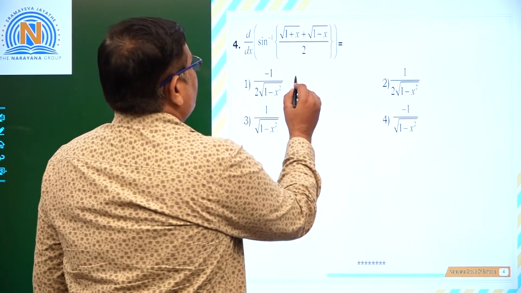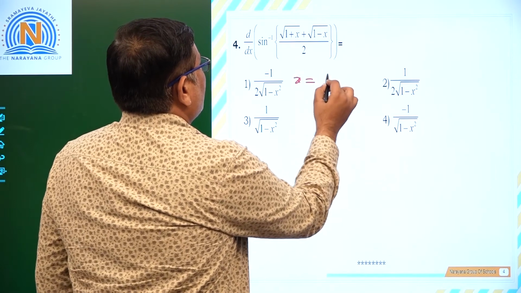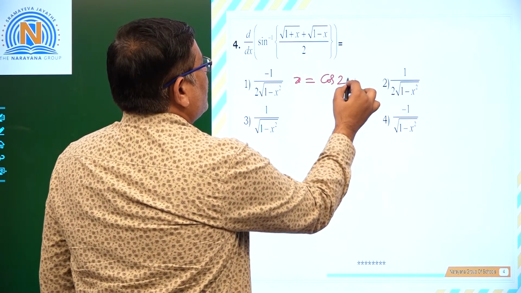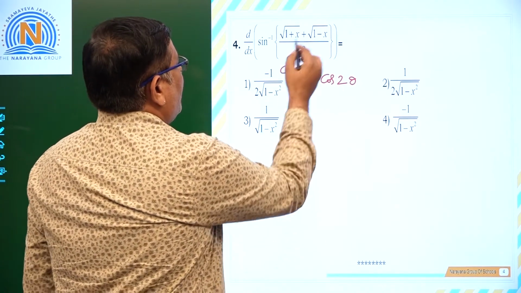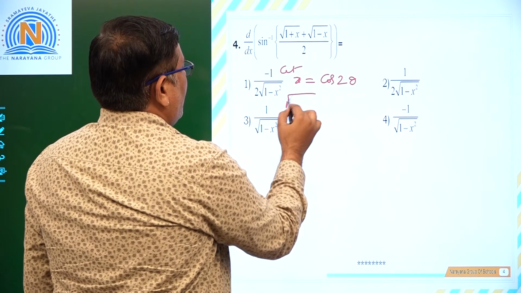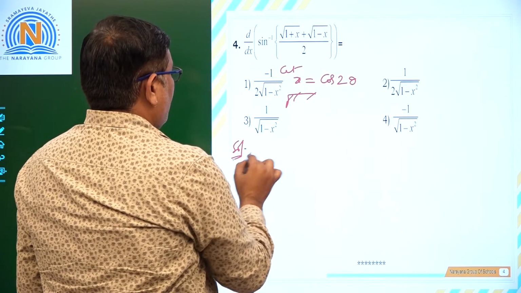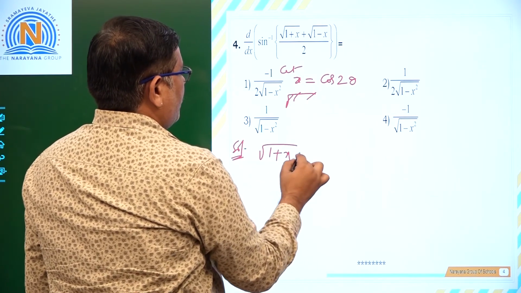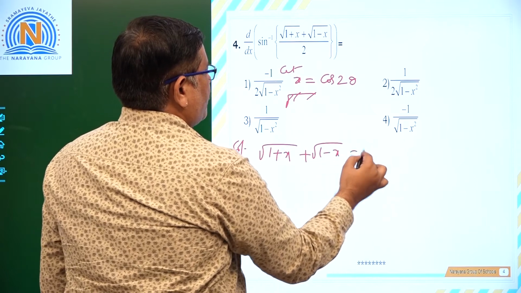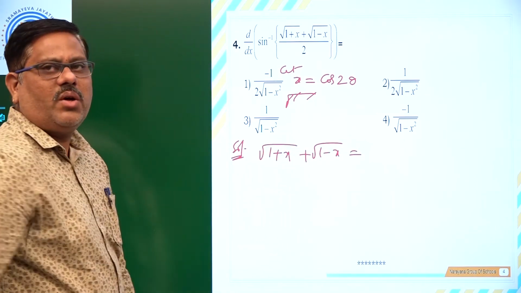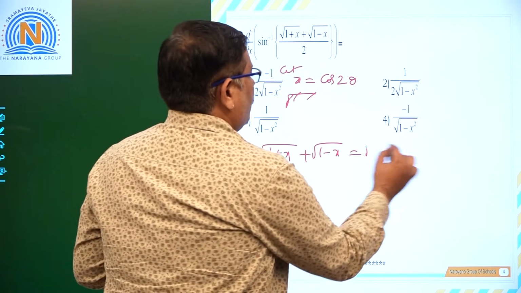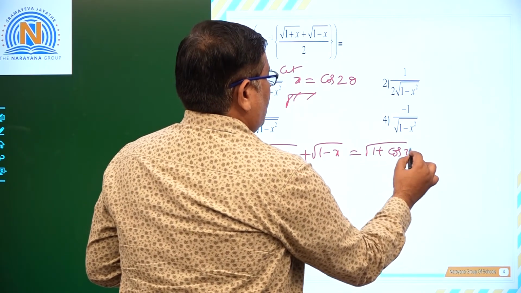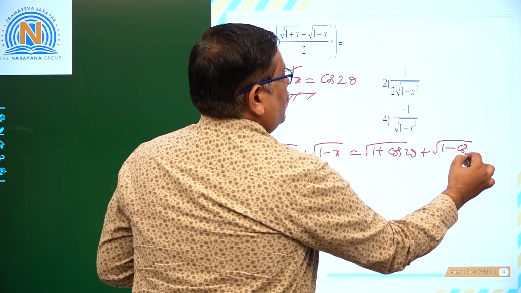You can take x is equal to cos 2 theta also. If x is cos 2 theta, then root over 1 plus x plus root over 1 minus x becomes root over 1 plus cos 2 theta plus root over 1 minus cos 2 theta.